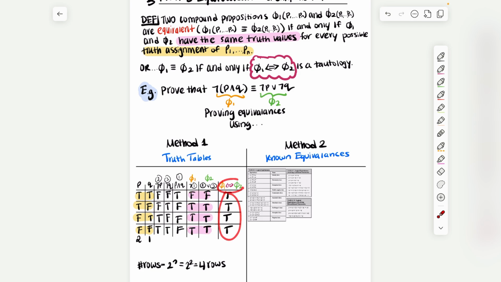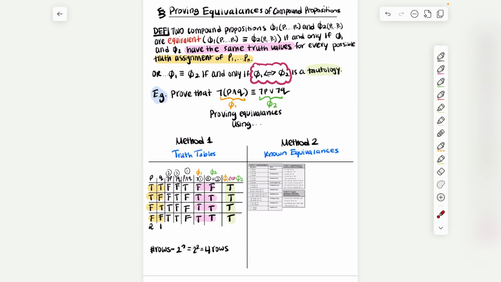So what do you notice about this compound proposition? All of the values are true. What do we call a compound proposition where all of the truth values are true, no matter the truth assignment of P and Q? A tautology. T for true. So another way to see if two compound propositions are equivalent is just by finding the double implication of them. And if they're all true for every possible truth assignment of P and Q, in other words, it's a tautology, then these two compound propositions are equivalent.